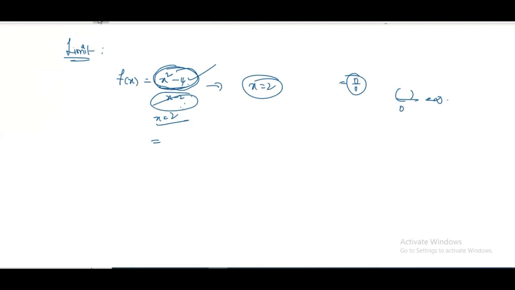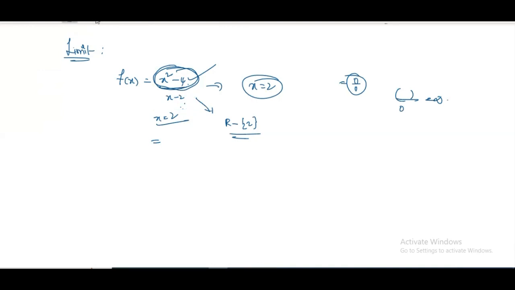So the domain of this function is R minus 2. All real numbers are accepted except 2. I already explained domains and ranges of functions in the previous videos. Please go through those and you will understand clearly.